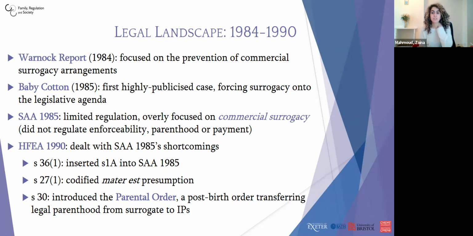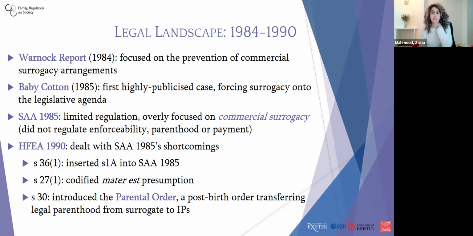However, before Parliament could debate these recommendations, the Baby Cotton case forced surrogacy onto the legislative agenda. This case reified the moral panic associated with surrogacy. Broadly speaking, an American agency arranged for Kim Cotton to act as a traditional surrogate. She was paid £6,500 for her involvement, and the agency was also paid for their involvement. Following the birth of the baby, the intended parents were committed to the care of this child.